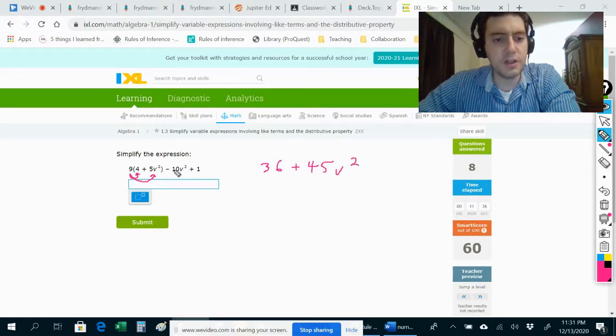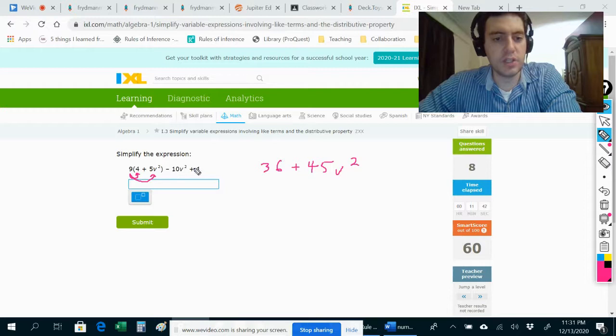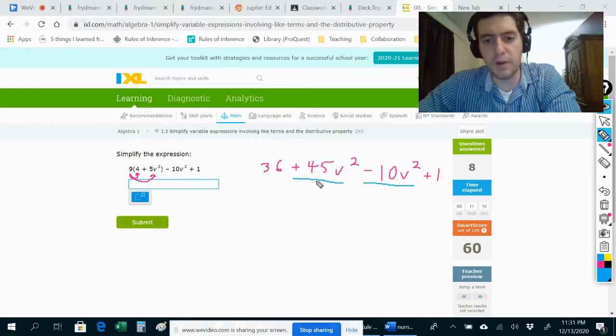And then this should not get multiplied with the 9 because this stuff is outside of the parentheses. So we're just going to copy this exactly the way it was. And now what can we combine here? This has v to the second power. This has v to the second power. So that's going to give me 45 minus 10 is 35. So I have 35v to the second power.